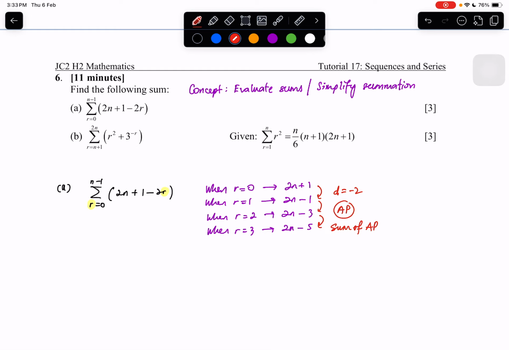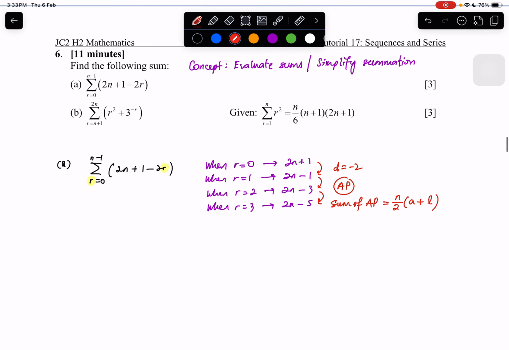The sum of this will be equal to n over 2, first term plus last term, because we can easily find out what our last term is. Alternatively, you can make use of the basic formula n over 2, 2a plus n minus 1 times the common difference. That also works, but definitely the first looks much easier. So let us do the summation using the first formula. Let's see how that looks.